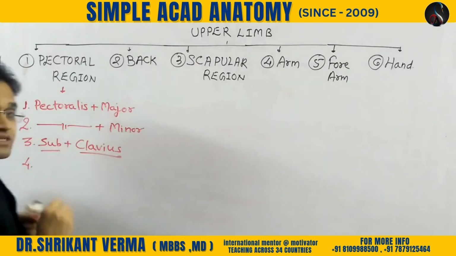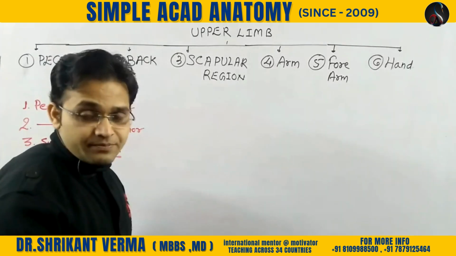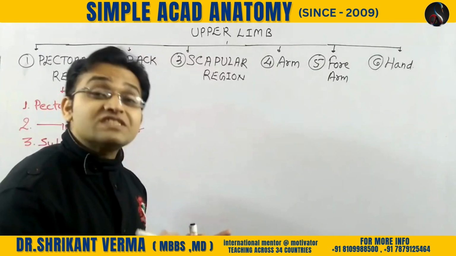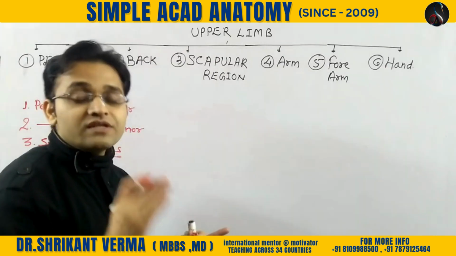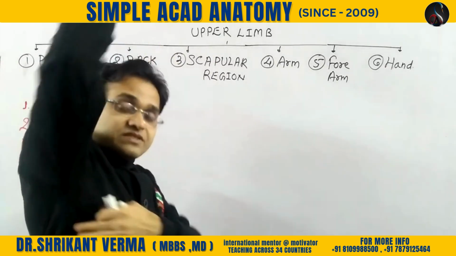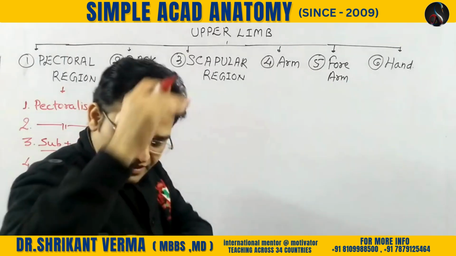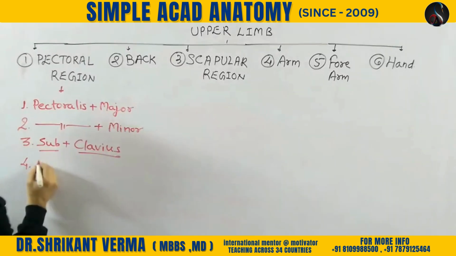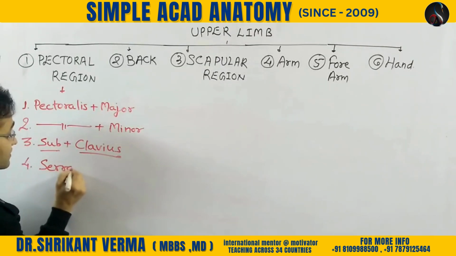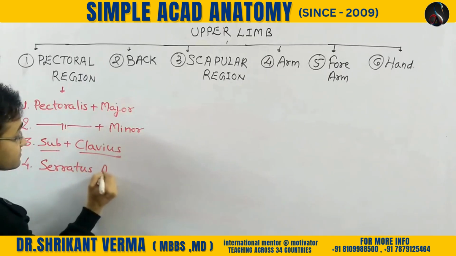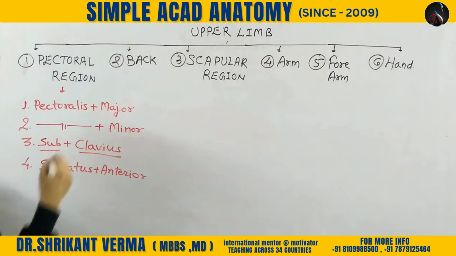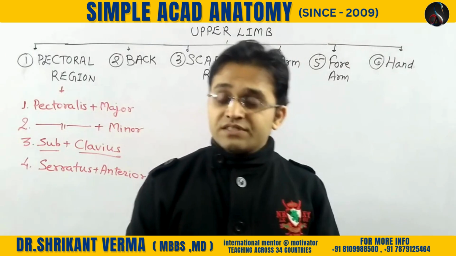Now the last muscle has a tooth-like appearance. In medical science, a tooth-like appearance is also called serrated. So there is one muscle situated here which has a tooth-like appearance and it is migrating towards the anterior side. That's why it is also known as the serratus anterior. So these are the various muscles in the pectoral region.